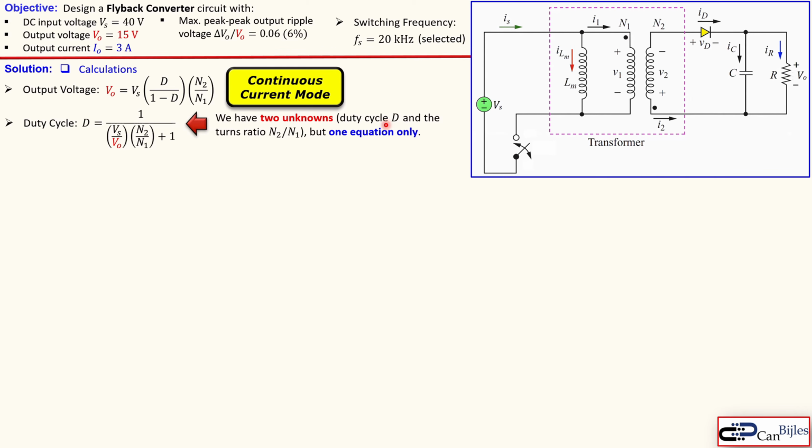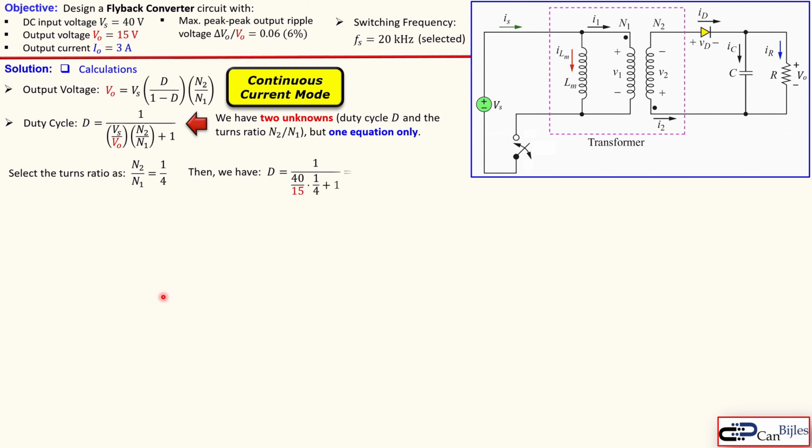Now we have two unknowns, because N2 and N1 are unknown, but also the duty cycle is unknown. So we need to see what we can do in order to proceed here. If I want to calculate this, I can select the N2 and N1 ratio. For example, I can do 1/4, so that means N2 and N1 have a ratio of 1:4. That means N1 has 4 times more windings than N2. That's actually the meaning of this one.